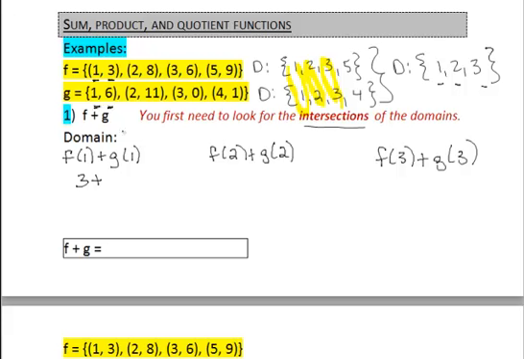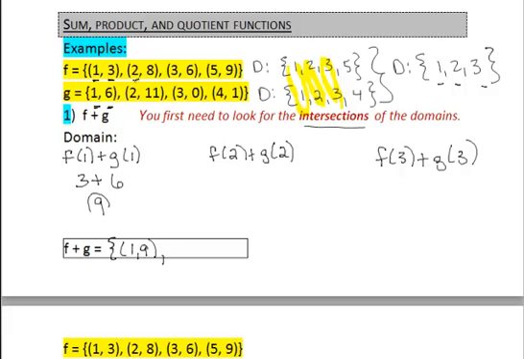So f of 1 is 3, g of 1 is 6. 3 plus 6 is 9. So when we put 1 into f plus g, we get 9 out. That means your ordered pair is going to be 1, 9. You put 1 in, you get 9 out. So 1 is x and 9 is y.